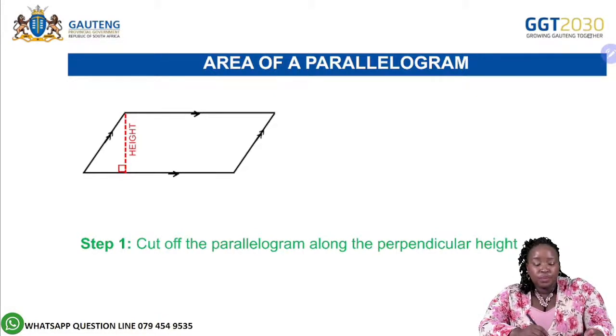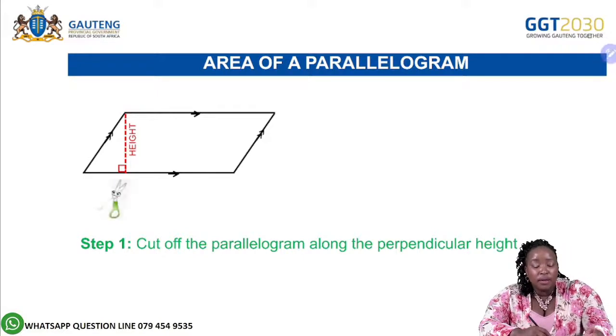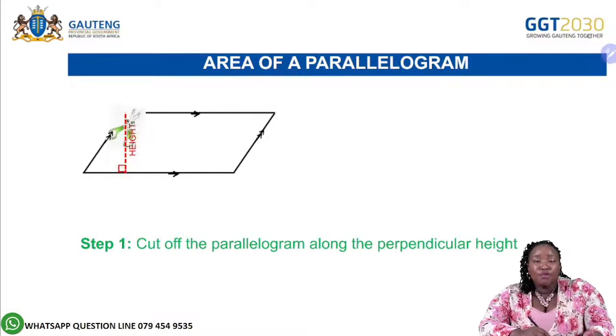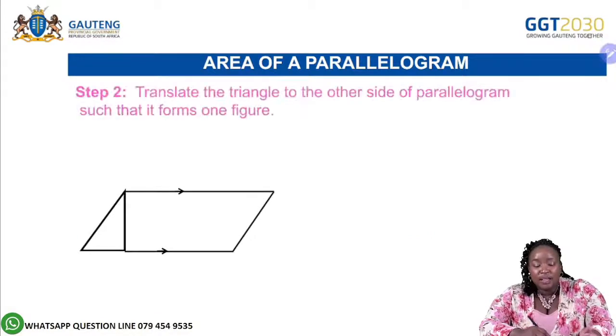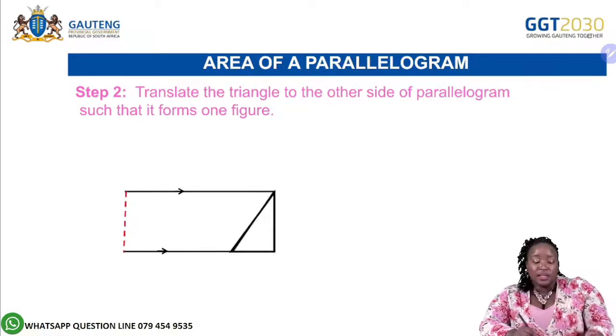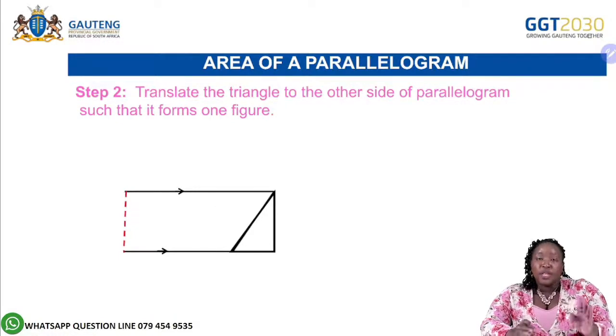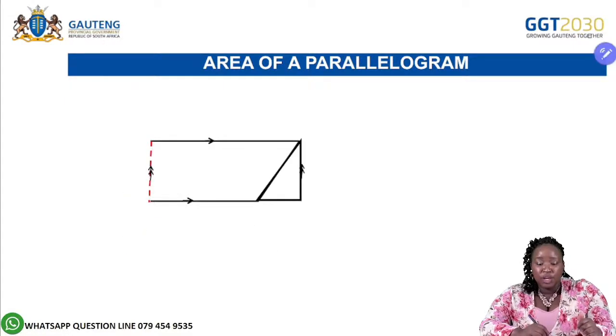Okay, and then once you've cut this piece off, what do you do with it? You now slide the piece towards the right. Okay, that's translation. You slide it onto the other side where you didn't cut, then join it onto that side. All right, and then this is the shape you should have. What shape is this?